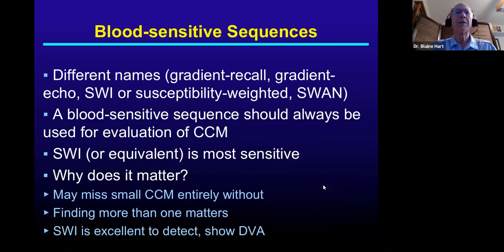These sequences that are more sensitive for blood have different names: gradient recall, gradient echo, susceptibility weighted, you may hear about. And it doesn't help the confusion here that different manufacturers, Siemens, GE, Philips, of course, they all have to have their different names, each individual for what they use, even though they may be very similar, equivalent. If cavernous malformations are a concern, some kind of blood-sensitive sequence should always be used. Susceptibility weighted is the most sensitive.